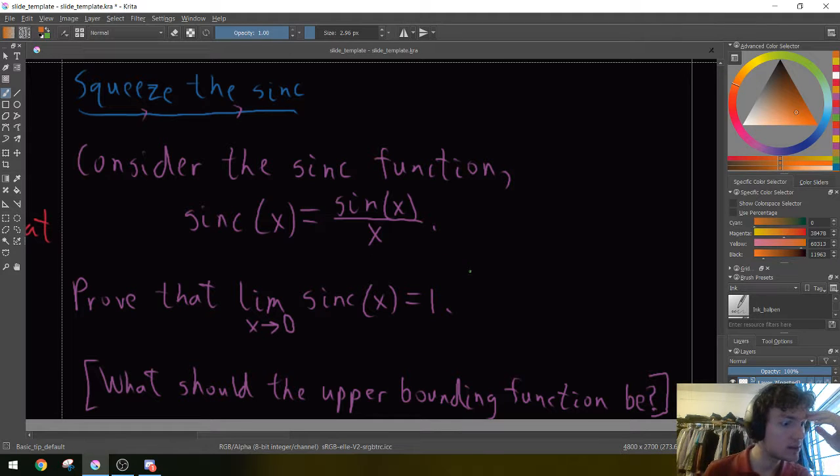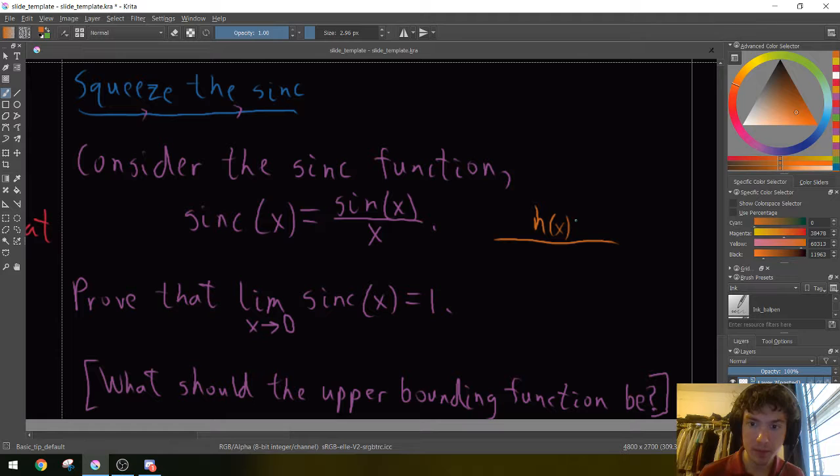Let's see. Near 0, cosine is 1. Yeah, I think cosine's going to be smaller than this. But I think we could just use the constant function 1, right? Because sine x is a y-coordinate of a point on the unit circle, so sine x is going to be upper bounded by 1. And I think near 0, sine x divided by x is also going to be upper bounded by 1. We should show that a little more carefully. But I think the upper bounding function we can use is just the constant, h of x equals 1.